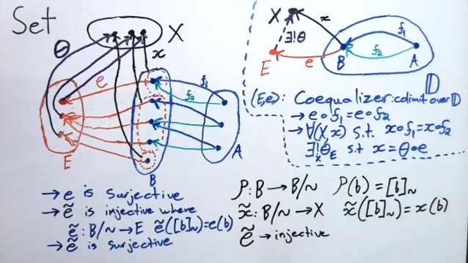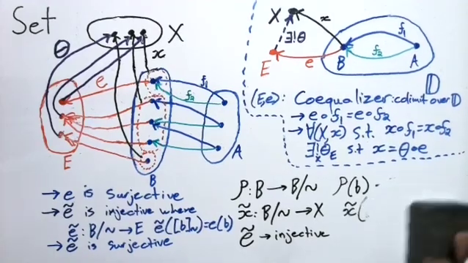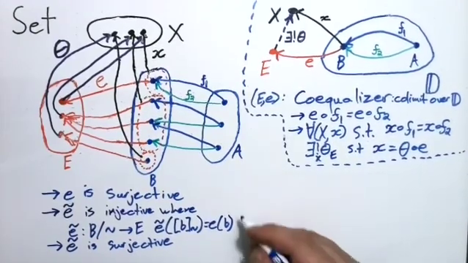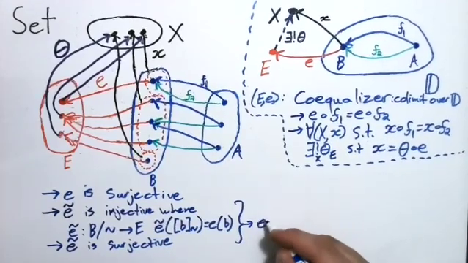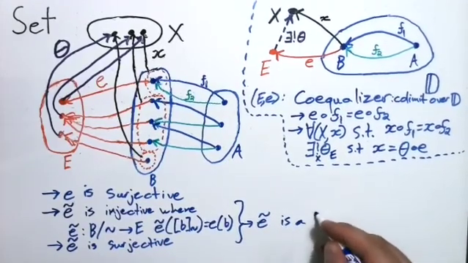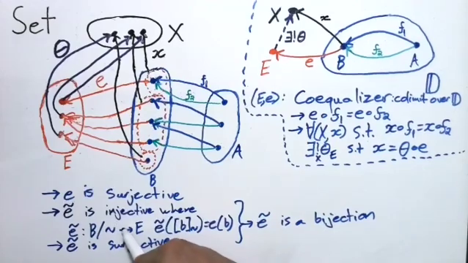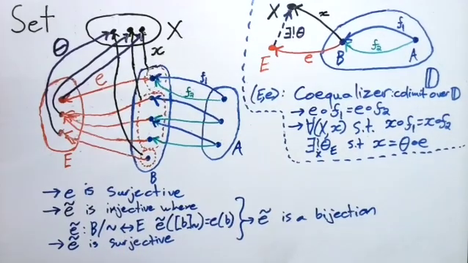And so what does it mean if E tilde is both injective and surjective? Well, it means that E tilde is a bijection, right? So we can actually look at it like this. And this is a crucial fact because this tells us exactly what our coequalizer is. So if you're looking for a slightly more advanced exercise, pause the video here and figure out why this statement fully defines what our coequalizer is.